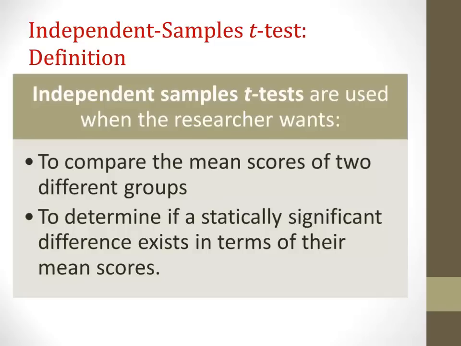Because the experimental and control groups are independent, that is, they contain separate individuals who receive separate treatment conditions, the scores of the individuals in the two groups have nothing to do with each other. It follows then that the mean scores for these two groups are independent from each other. And that's why we call this an independent samples t-test.